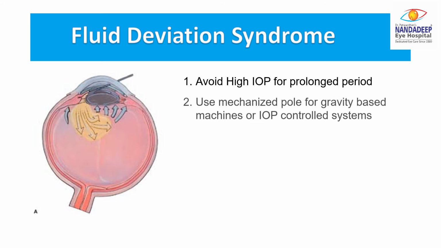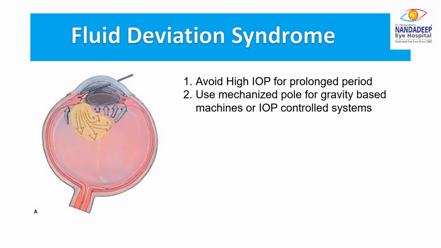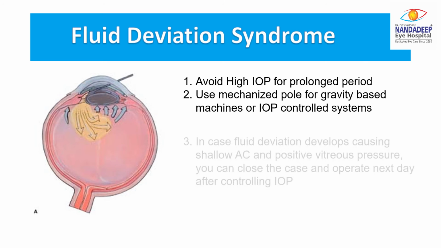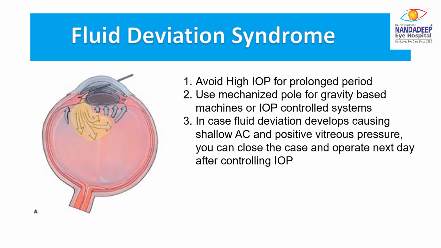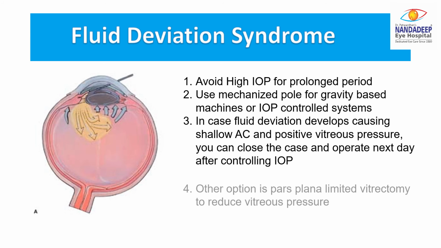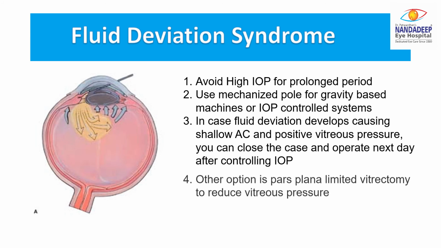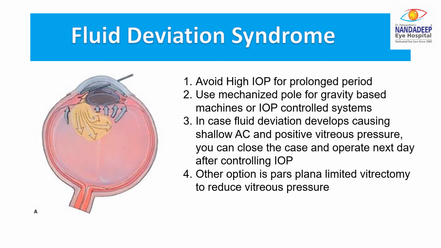To avoid fluid deviation, we must avoid high IOP for prolonged periods during surgery. Use mechanized pole for gravity-based machines or IOP controlled systems. In case of fluid deviation causing shallow AC and positive vitreous pressure, you can close the case and operate the next day after controlling the IOP. Or there is an option of doing pars plana controlled vitrectomy as well as removing the anterior hyaloid to reduce the vitreous pressure and then continuing with the surgery.